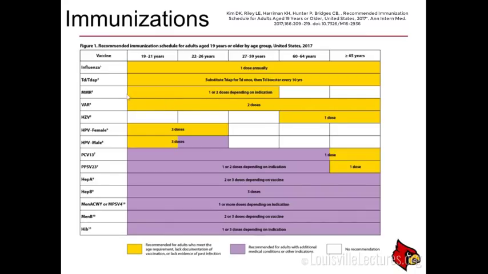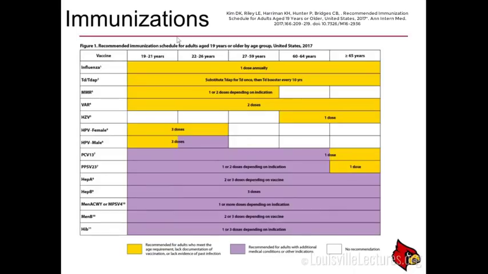For Tdap, the interesting thing, and this may get tested, is that pregnant women at 27 to 36 weeks gestation will get this regardless of when they got it before. So if they got it like 2 weeks before they got pregnant, you're going to give it again. That's the recommendation. And then for MMR and varicella, don't give to pregnant or immunocompromised people. And for Zoster, don't give to immunocompromised people.